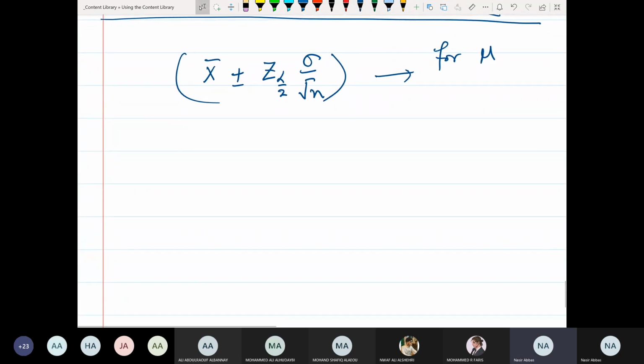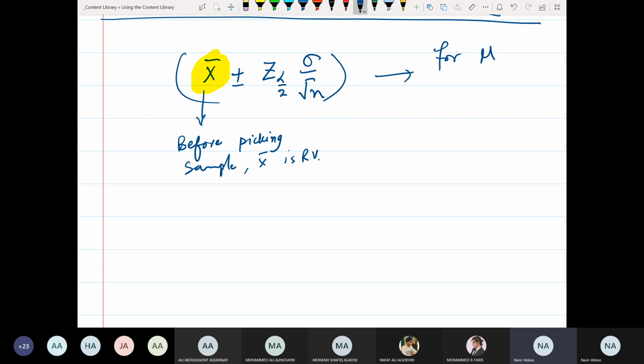Before you pick the sample, this thing is a random variable. X bar is a random variable. Before picking the sample, X bar is a random variable. That means it's uncertain. You don't know what will be the value of X bar.